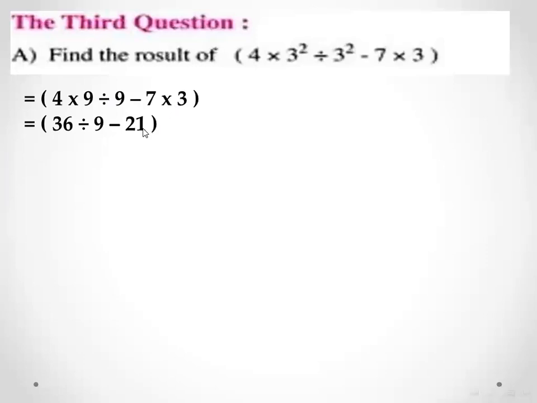7 times 3 equals 21. Here, 36 divided by 9, minus 21. Solve the division first. So it's going to be 4 minus 21. Solve the subtraction. My answer is going to be negative 17.